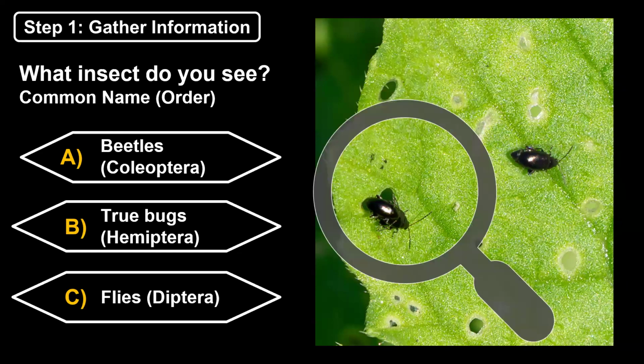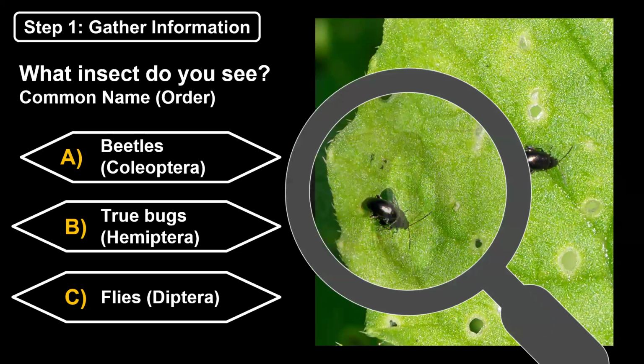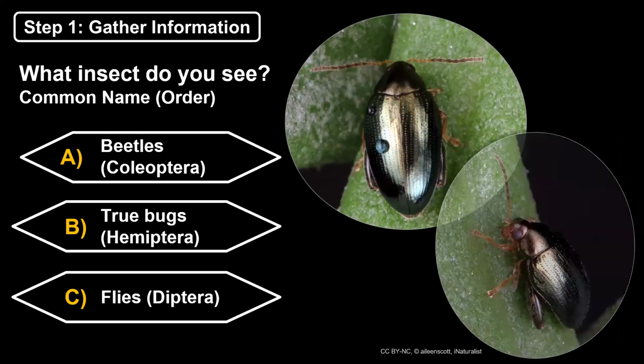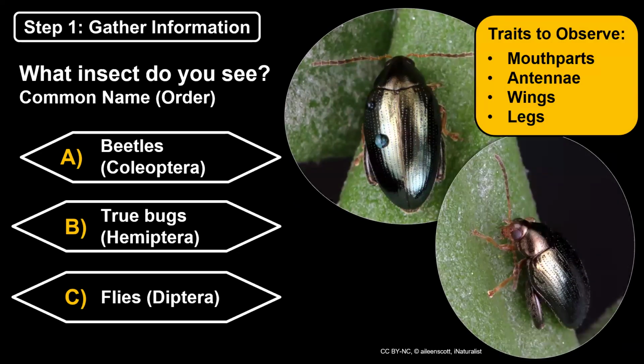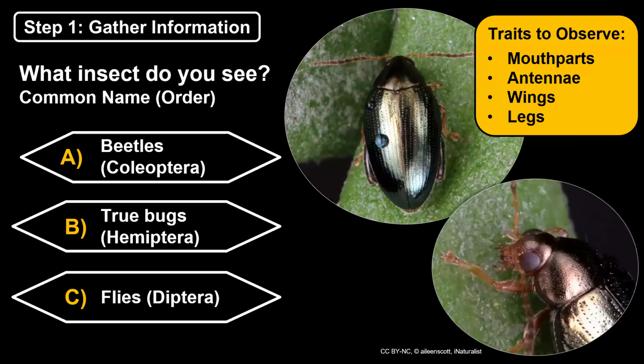So what do you think we're seeing here? Let's go ahead and zoom in a little bit further so we can see some of those distinguishing traits. Even zoom in more to look at the mouth part. What do you think? Are we seeing beetles, true bugs, or flies?